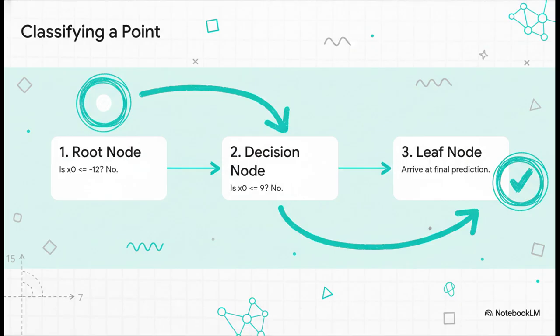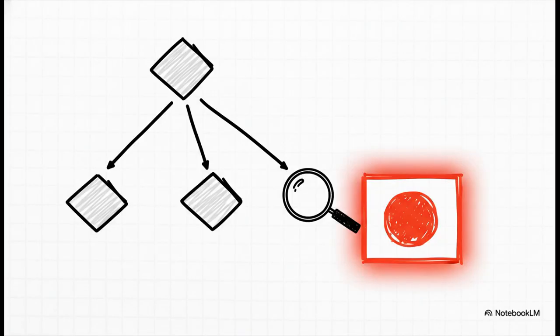It shows up right at the top, what we call the root node. The very first question it hits is x0 less than or equal to -12? Well, our data point's x0 is 15, so that's a big no. It gets sent down the right-hand path. Then it hits another decision node. Is x0 less than or equal to 9? And again, nope, that's a no. So it follows that final path, and it lands at its destination. And there it is. Boom, the tree says our data point is red.